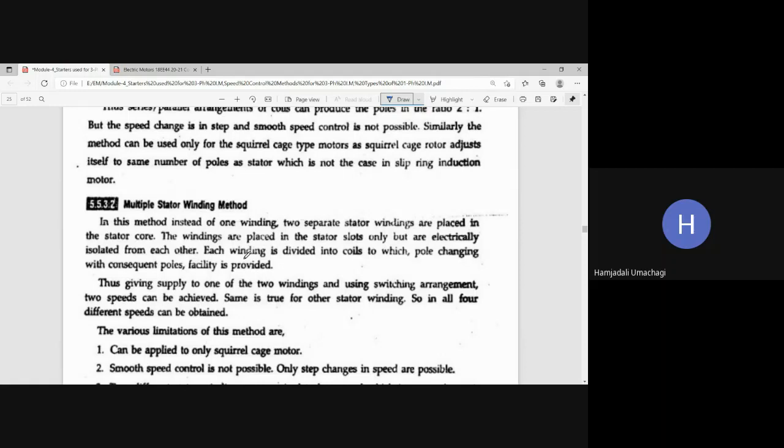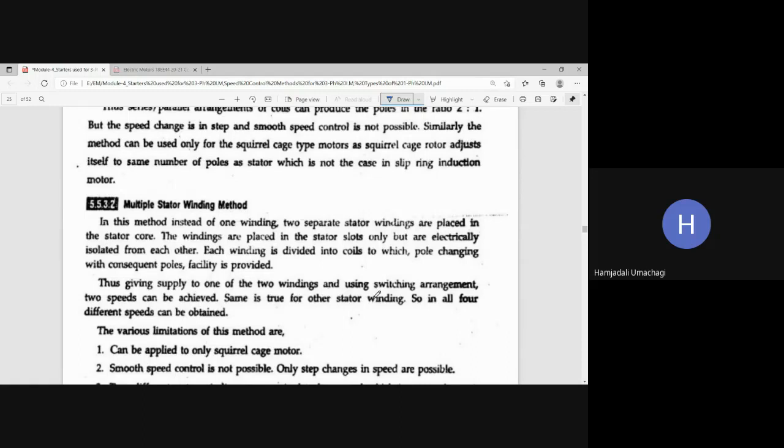So whatever concept we have seen earlier, the same method will be used, but instead of one coil there will be two coils present in the stator core. Thus, giving supply to one of the two windings and using a switching arrangement, two speeds can be achieved. If you consider only one coil out of the two and apply the same earlier method, then once again here also we are going to achieve two synchronous speeds.